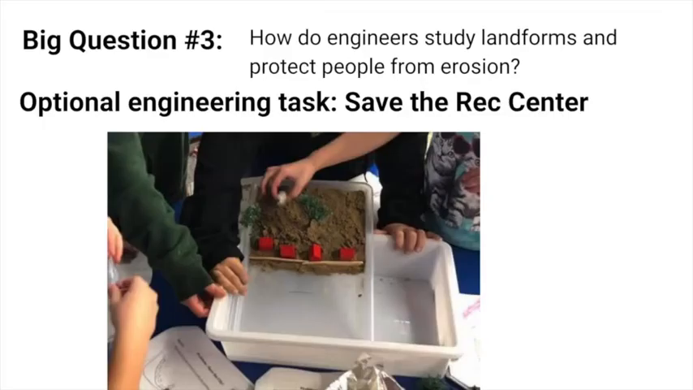At the end of the unit is an optional engineering task called Save the Rec Center. In it, students create a model of the recreation center on the cliff using sand and small plastic buildings. They then use materials such as popsicle sticks, rocks, and plastic to create a solution that prevents erosion. Finally, they pour water over it to see if their engineering solution prevents the sand from washing away. It requires the purchase of a little bit of extra materials, but it gives students the opportunity to create an engineering solution to a problem.